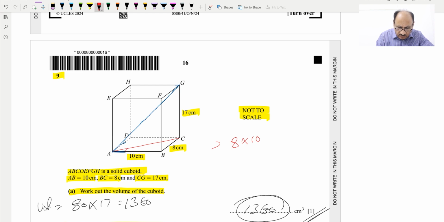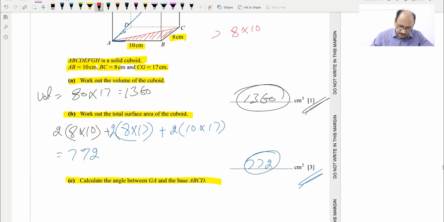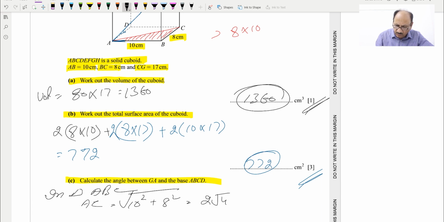So first of all we need to consider this triangle and find AC. So in triangle ABC, AC will be equal to 10 squared plus 8 squared, Pythagoras theorem, right angle triangle. So it will be the square root of 10 squared plus 8 squared, and this is giving us 2 root 41.